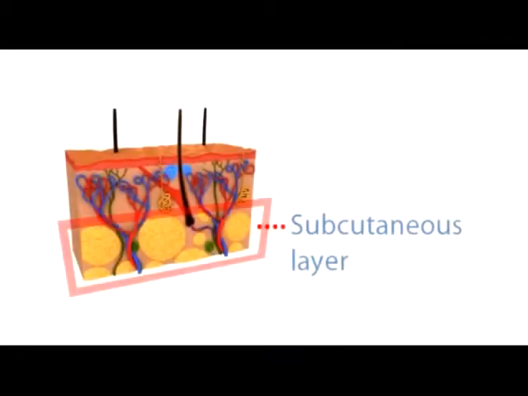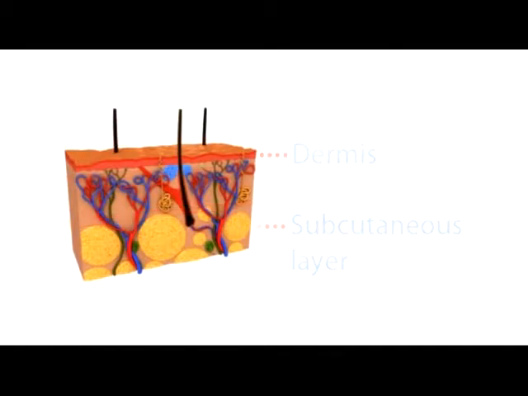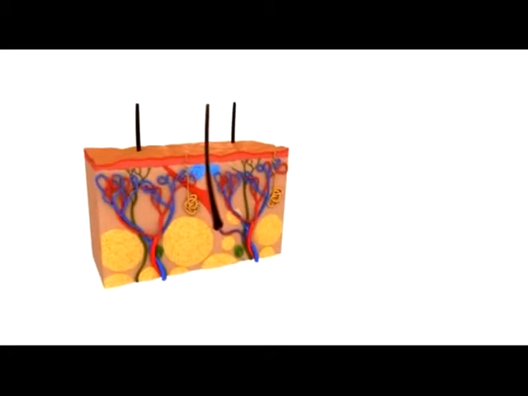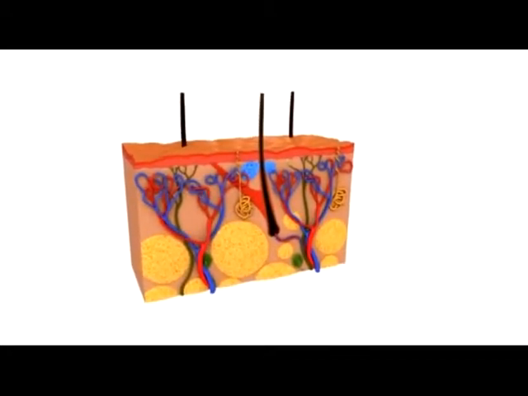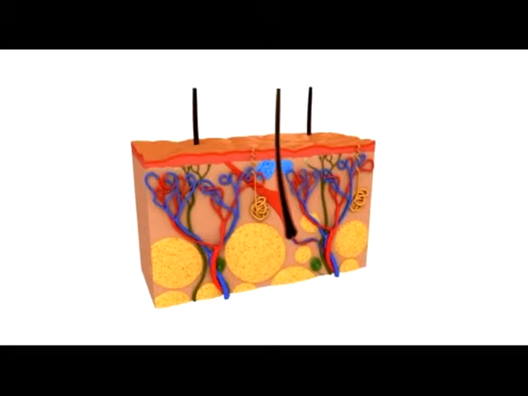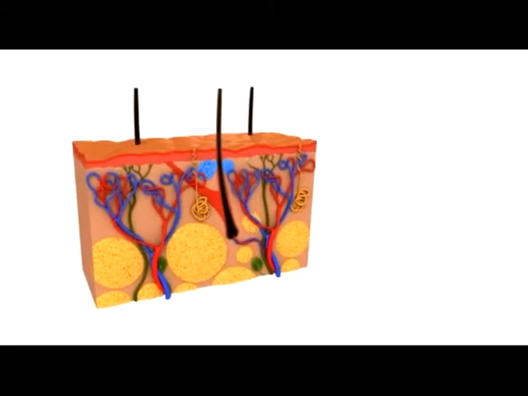The subcutaneous layer is a layer of fat that lies between the dermis, or skin, and the underlying fascia. Subcutaneous fat insulates the body, absorbs trauma, and stores reserved energy. The subcutaneous layer is located approximately 7 to 10 millimeters below the surface of the skin.